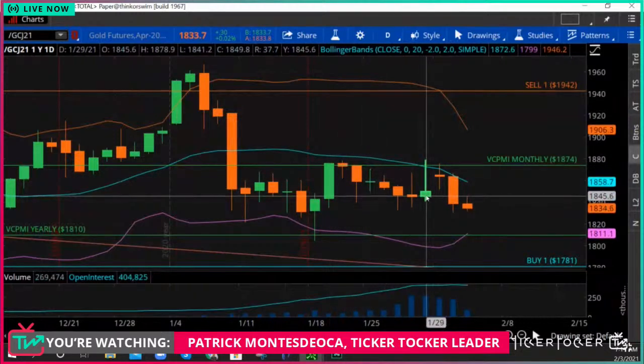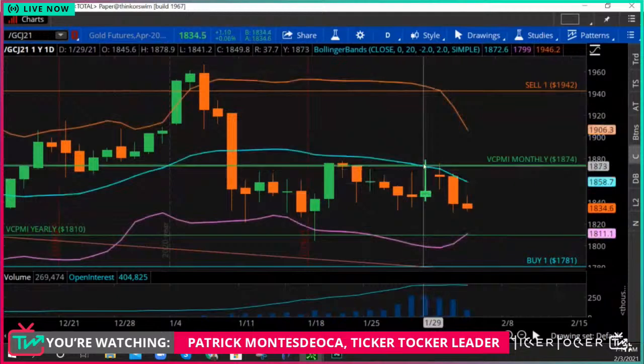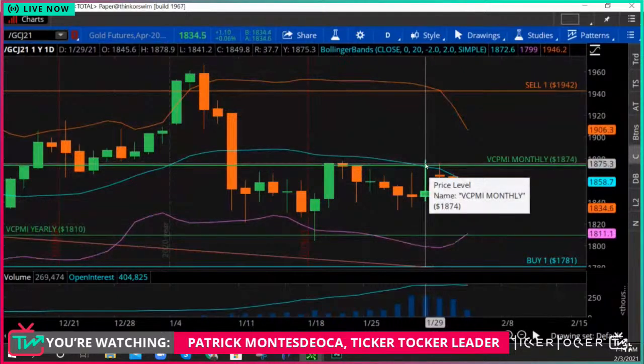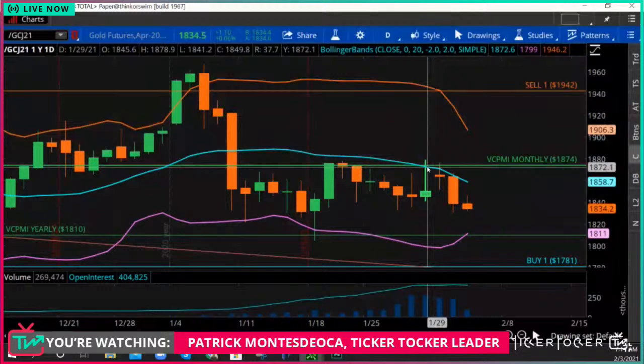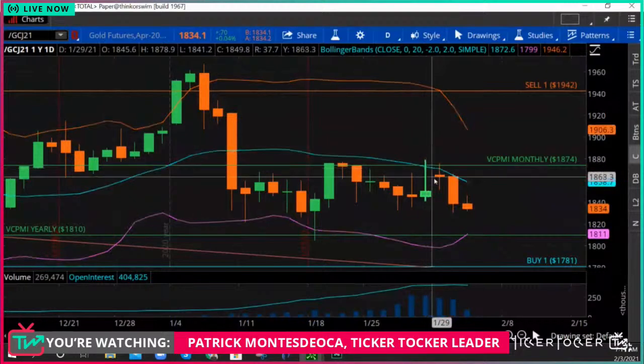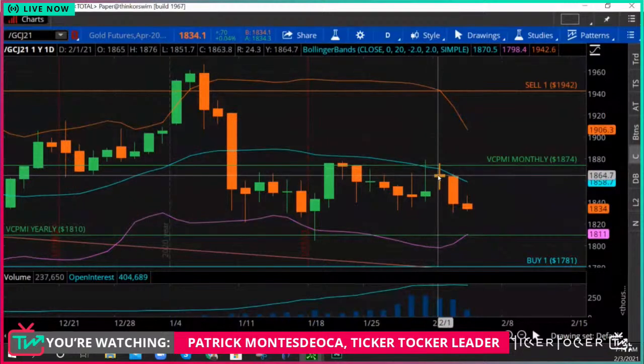And on the 29th, we did penetrate that resistance level, which is the average of the month, which we've been looking at, and was not able to close above it, activating a bearish trend momentum that we are in right now, that basically the market is trying to resolve.